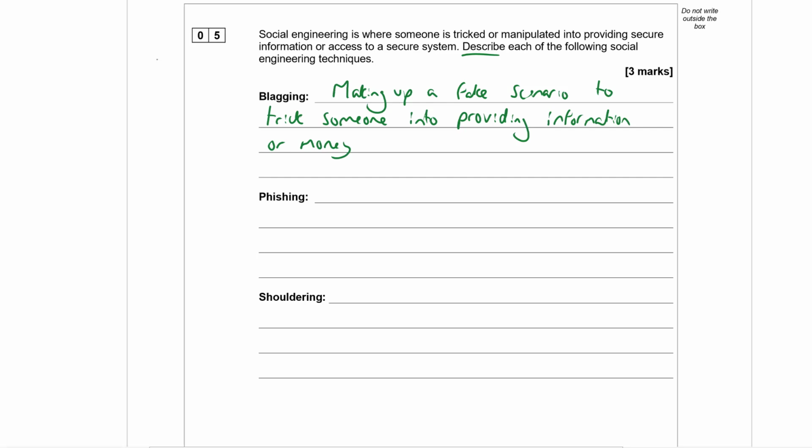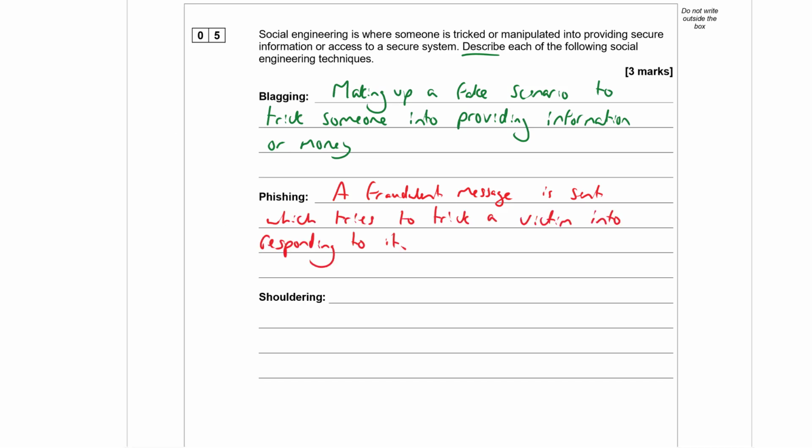Now phishing is where a fraudulent message is sent which tries to trick the victim into responding to it. Now, it's only worth 1 mark this part of the question, but just to be really obvious, you might say, e.g., an email with a disguised link. So they're not always emails, but they are a lot of the time.